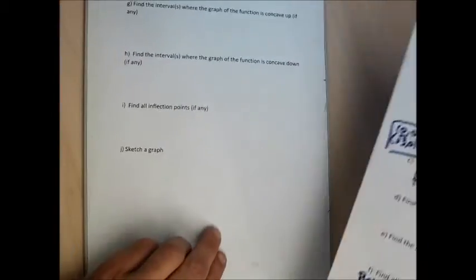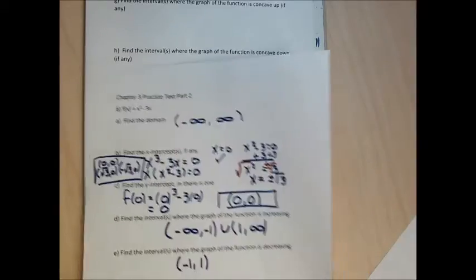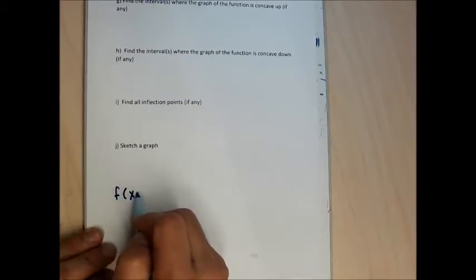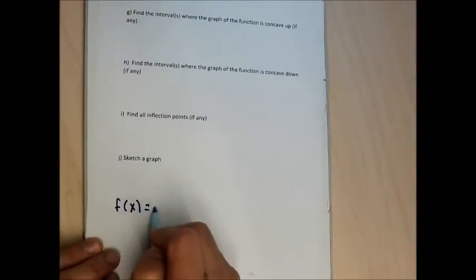So done with part F, moving on to part G and H and I, which are the concavity parts. For G, H, and I, to figure out where the graph is concave up, concave down, and where the inflection points are, I need to have some work with the second derivative. So I'm going to do my work for G, H, and I on the bottom of this page.